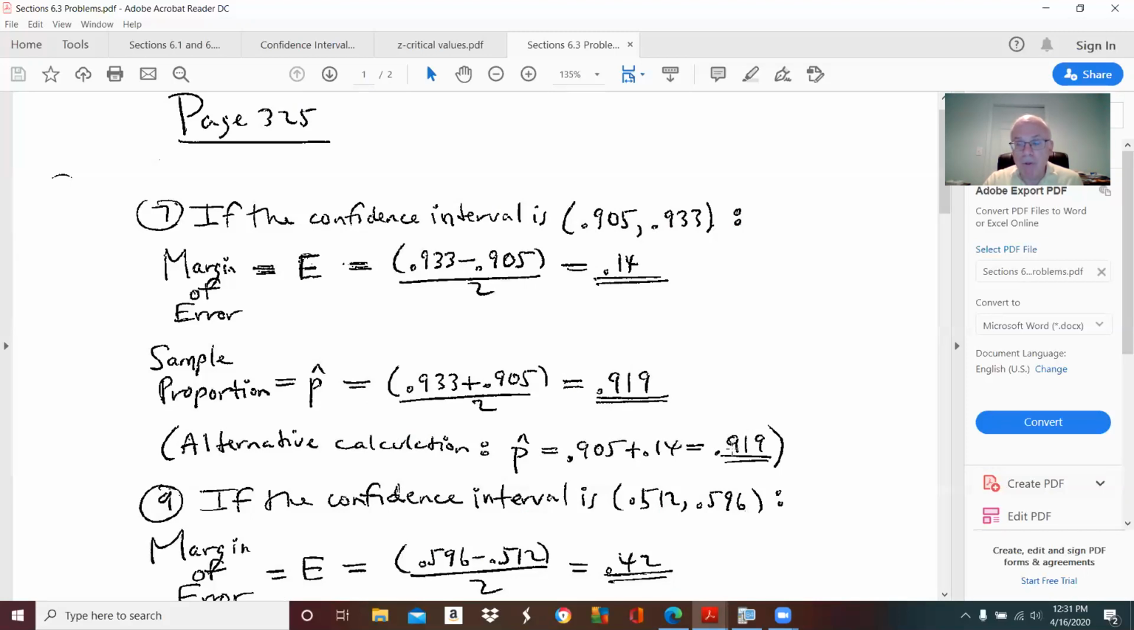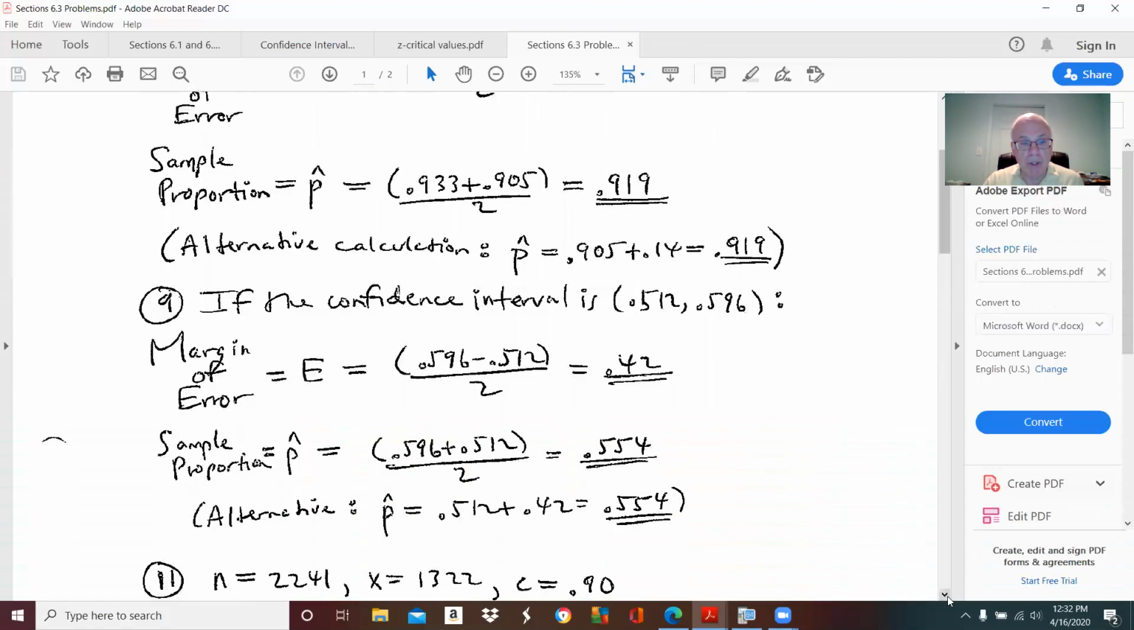So whichever method you want to use, if the multiple choice question on a test gives you the interval and asks for the sample proportion, it might be easier just to average the 2 and come up with your answer. But if you've already answered a question about the margin of error from this, then you can simply add that to the left endpoint and get the sample proportion. Either way, you're going to get the same answer. And we do the same thing for the other ones that are here.